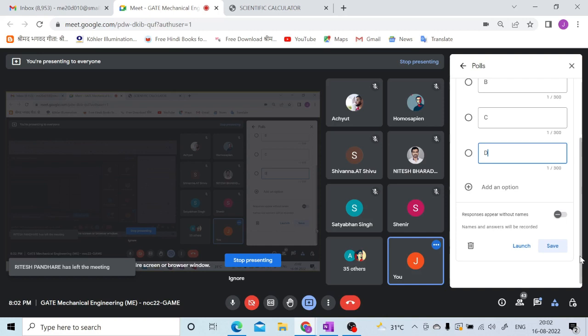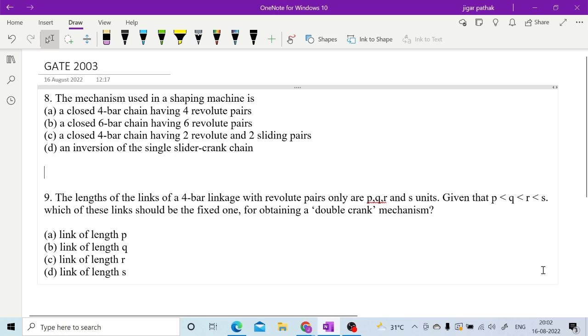Sir, how can we see the poll? You need to go to activities, then you will be able to see these polls. Activities. Hello. So the poll is not visible. Hello.